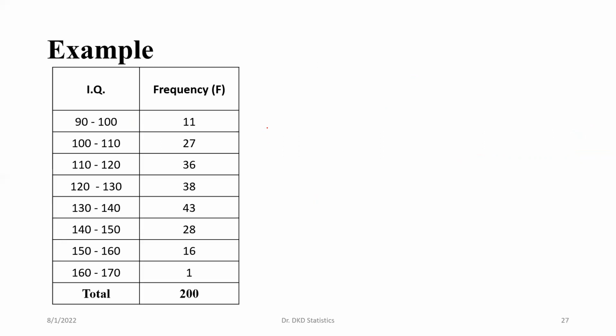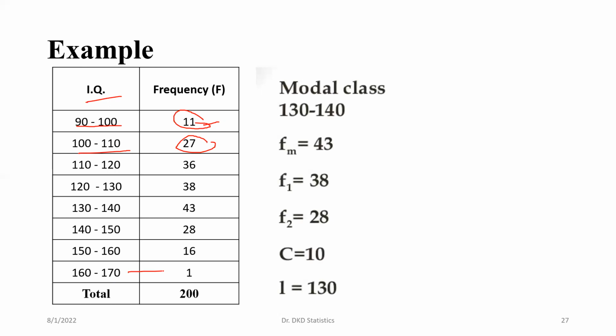Now, how to calculate the mode? For example, the IQ level is given and the corresponding frequency is given. There are 11 persons whose IQ level is 90 to 100, 27 persons whose IQ level is 100 to 110, and like that all the IQ levels are given with corresponding frequencies. Now the modal class, 130 to 140, is given. Fm is the maximum frequency, which we have to find out: 43.